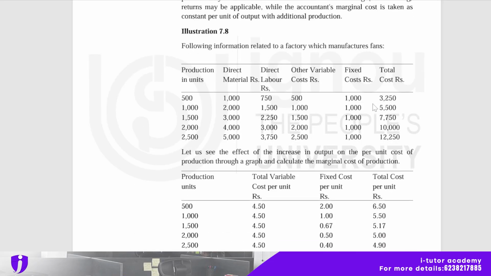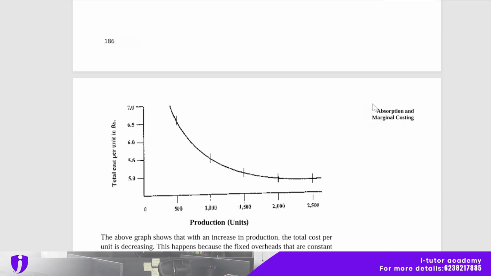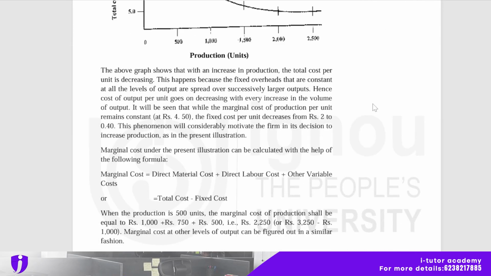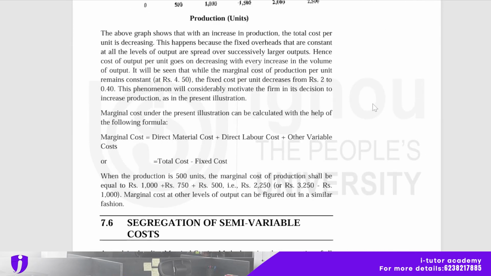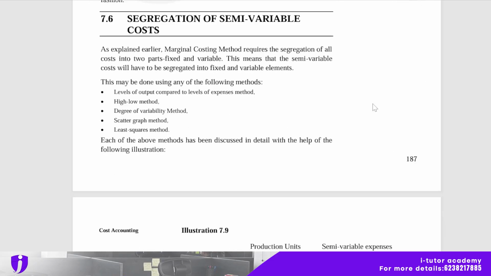Here is an illustration also. You just go through it, and the graph also here is based on this. So you just refer to this. In case of any doubt, you can contact us also. So here is an equation also. Marginal cost is equal to direct material cost plus direct labor cost plus other variable cost, or total cost minus fixed cost. So that is an equation based on the marginal cost.